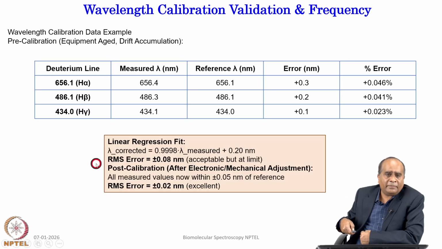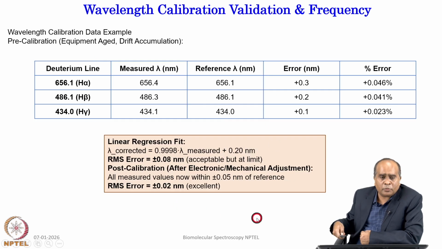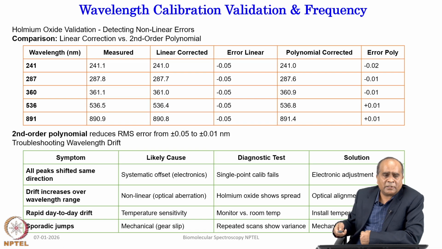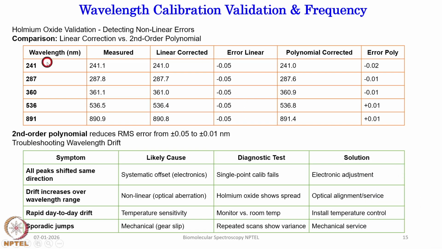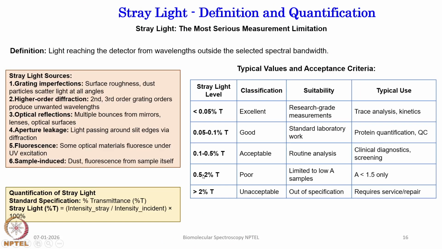For wavelength calibration data, you can record the deuterium line, measure the value against the reference, and see how much the error is. One can do linear regression for this calculation, and finally your engineers calibrate the instrument. So that is what is essentially required: wavelength calibration and validation, frequently, to keep the instrument in order.